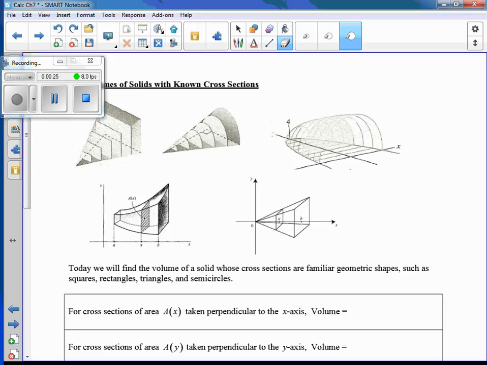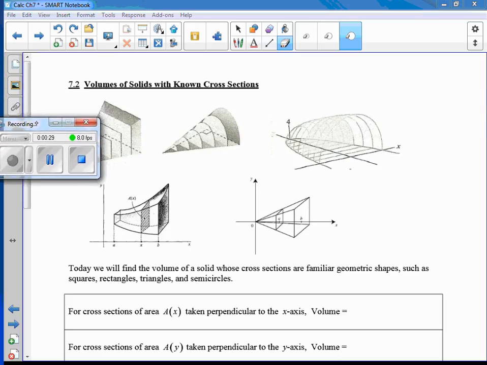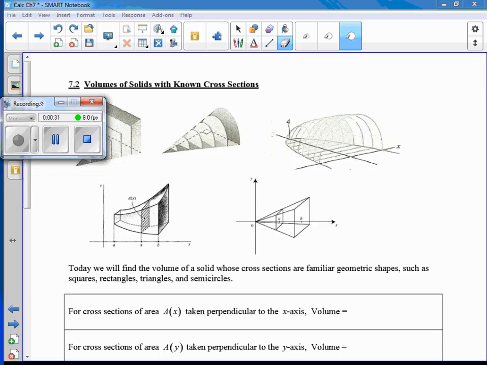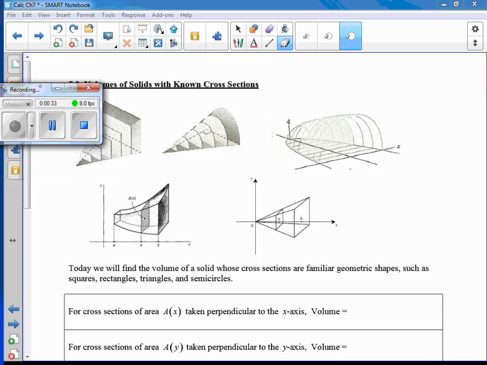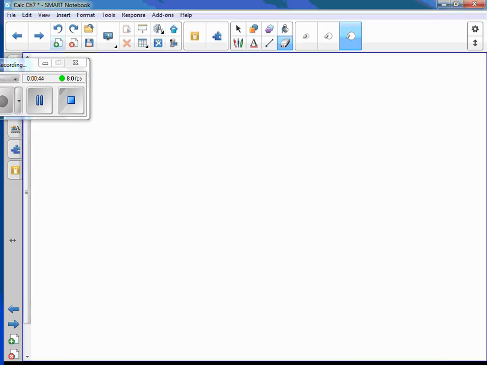So let's go ahead and get started with our lesson today. Our lesson for today, Monday, is 7.2, volumes of solids with known cross sections. Now what we're going to be doing is working with volume. Before I get started on this lesson, I think it may be helpful if I showed you guys where this concept comes from.